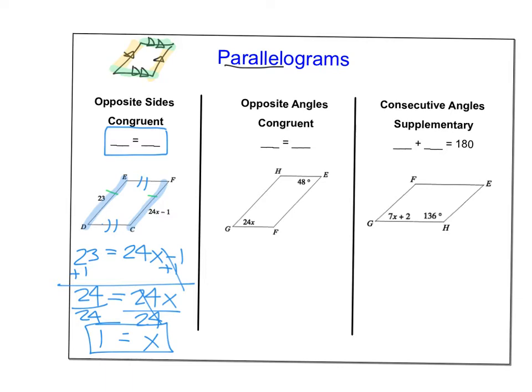All right, so again, a reminder, opposite sides are congruent. So when we have values for those opposite sides, we set them equal to each other.